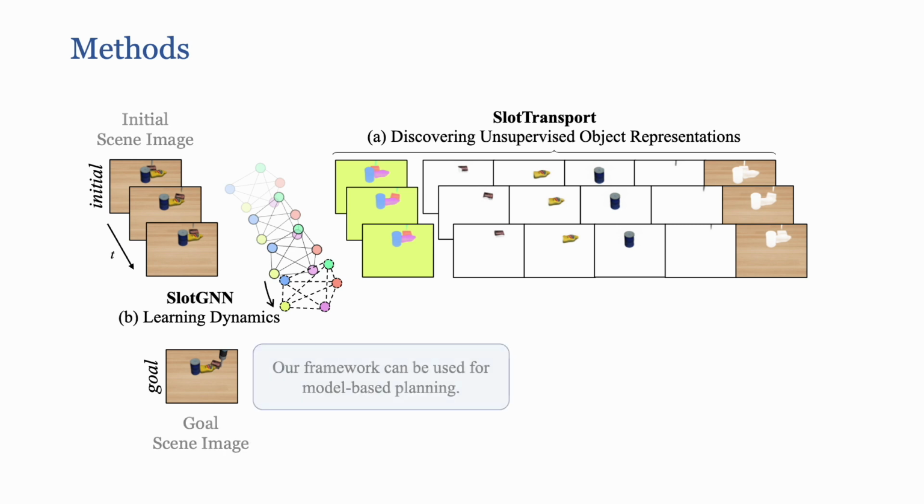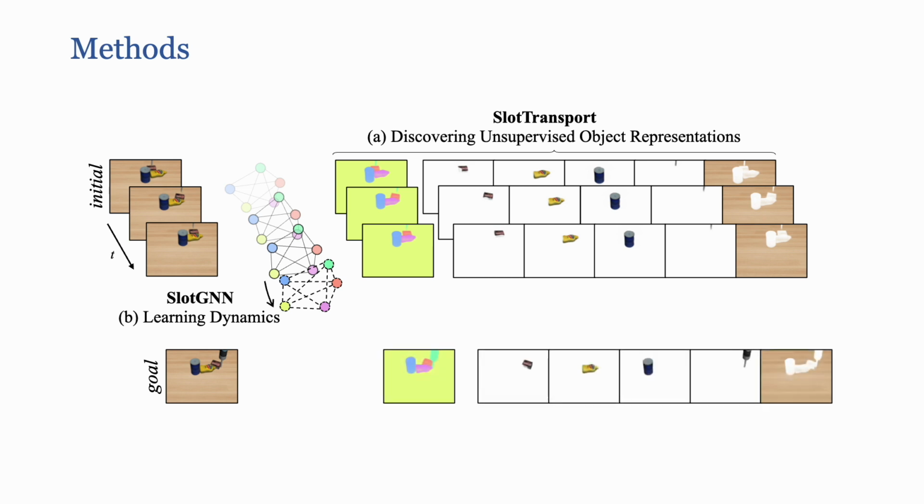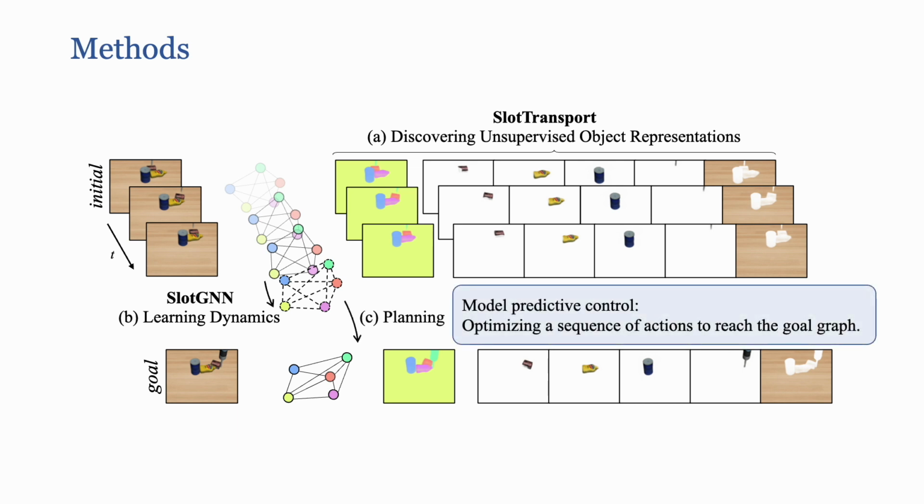Our framework can be used for model-based planning using only a goal image. Specifically, from the goal image, SlotTransport extracts the slots that describe the goal state of the scene. With this, we construct the goal graph. Using SlotGNN in model predictive control, we can then find an optimal sequence of actions to reach this goal.